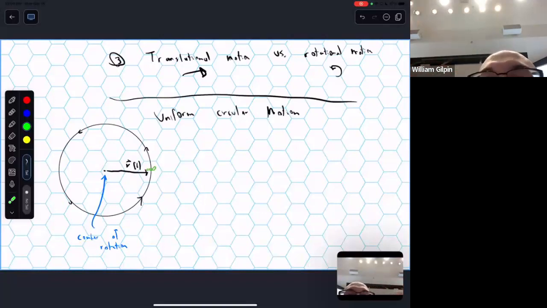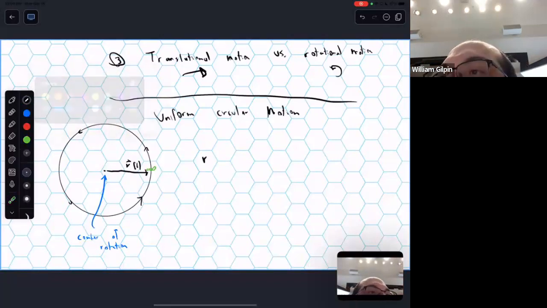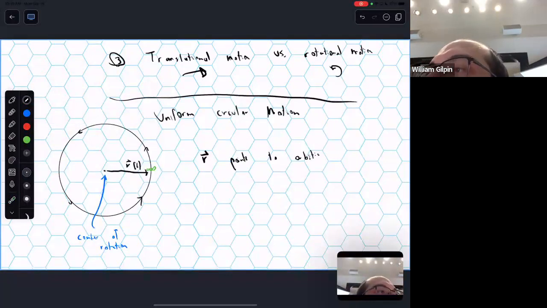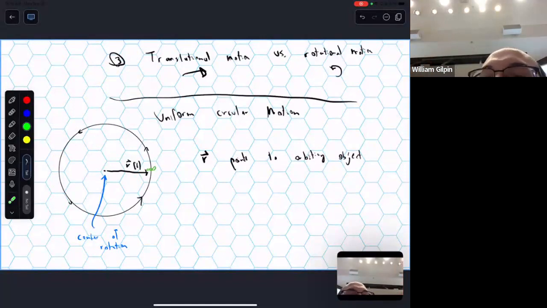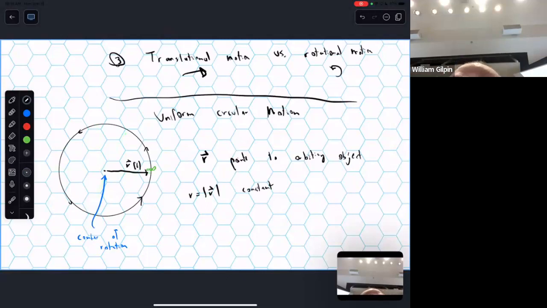Okay, so this is interesting, because that suggests that in uniform circular motion, r points to the orbiting object. But we know this is a circle, so this distance is the same as this distance, this distance, this distance. It's the definition of a circle. So interestingly enough, the magnitude of r, which sometimes you'll see me denote as just lowercase r with no vector symbol, is actually constant. But r itself, which is a vector, is not constant. And this is the crux of what makes these circular motion problems kind of annoying: the things that are changing are really directions, not magnitudes.